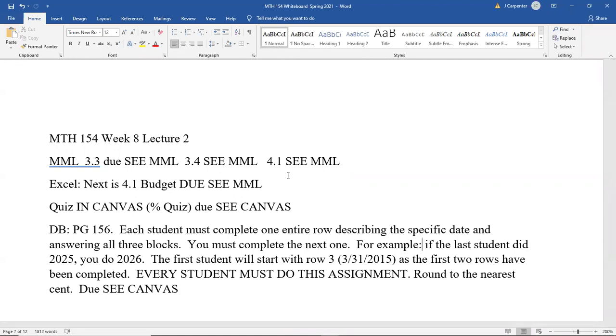Per usual, going through some due dates first of all. My Math Lab 3.3 and 3.4 have already been finished. So those due dates you should have seen previously, and you can check my Math Lab for them if you cannot remember. 4.1 we will be covering today, so you'll get that due date as well. Your next Excel file on the docket is going to be 4.1 budget, as we discussed last time, I believe.